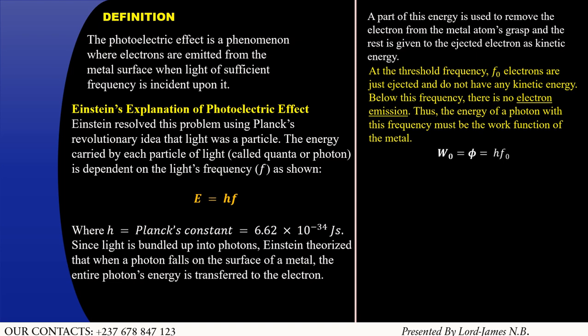So it means that if the energy of a photon has just attained only the work function, that is, it is just at a state where electrons are just being ejected without actually gaining enough kinetic energy for their movement, then that energy will be equal to the work function. And the work function W naught is equal to phi, which is equal to hf naught. And so from there, we can also deduce the maximum kinetic energy.